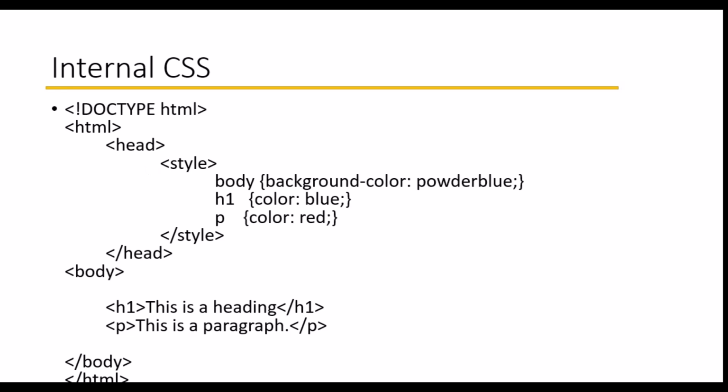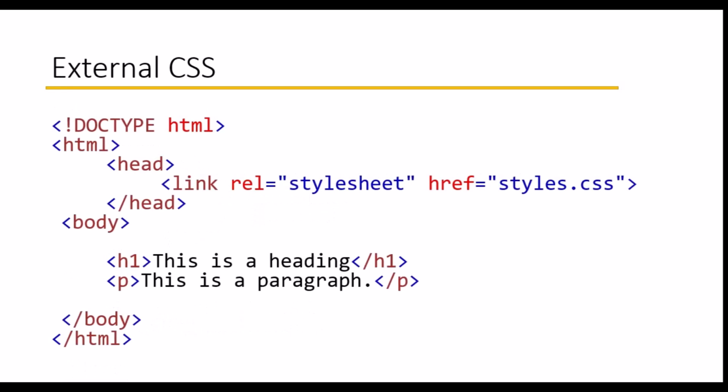As you can see, the following example sets the color of all h1 and p elements to blue and red. If you have another element with h1 and p, this design will be applied to them as well. So now let's talk about the external CSS.